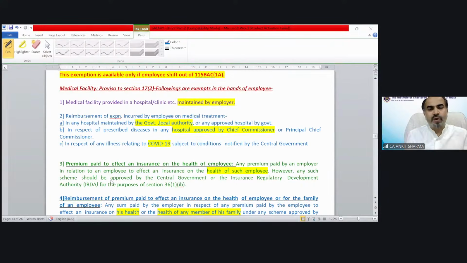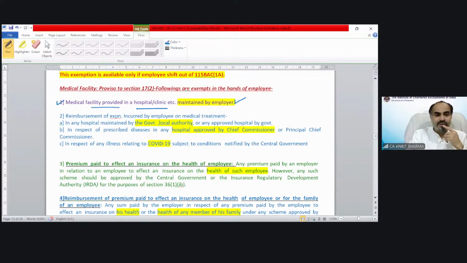Proviso to section 17(2), followings are exempt in the hands of employee. It says medical facility provided in a hospital, clinic, etc., maintained by employer. So suppose employee or his family member is going through any medical surgery, etc., in a hospital which has been maintained by employer. In that situation, if employer says whatever expenditure would be there, do not worry, we will pay that, or we will not ask you to pay. So if the hospital is maintained by employer, an employee or his family member is in that hospital taking treatment, then no amount is going to be taxed. Whatever amount spent by employer is 100% exempt. You can see how much income tax is emotional.